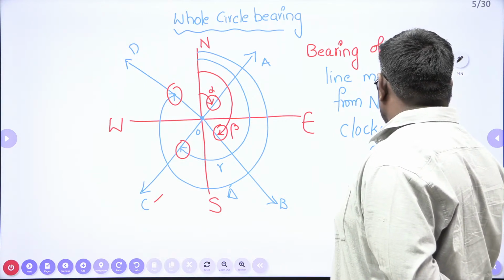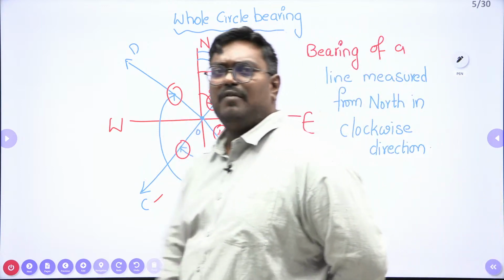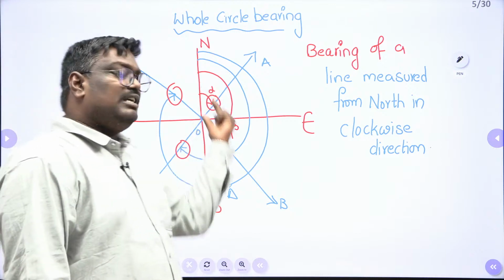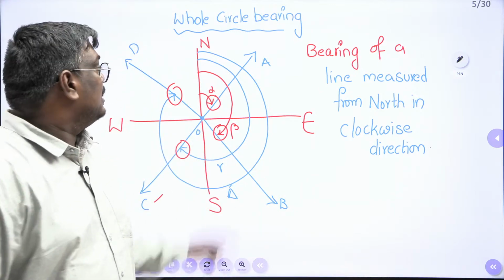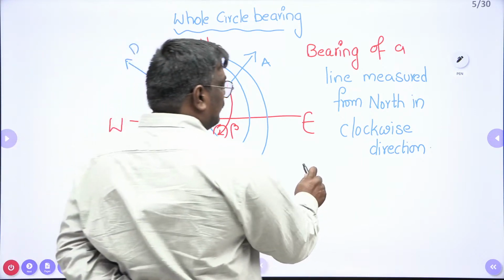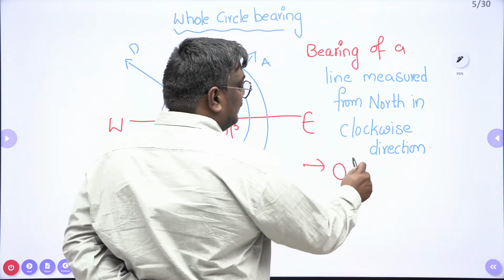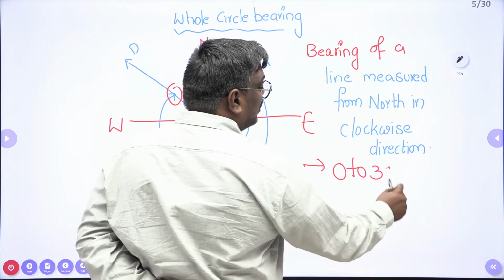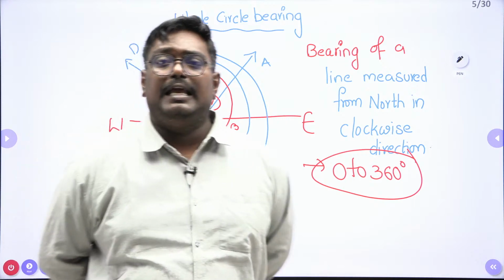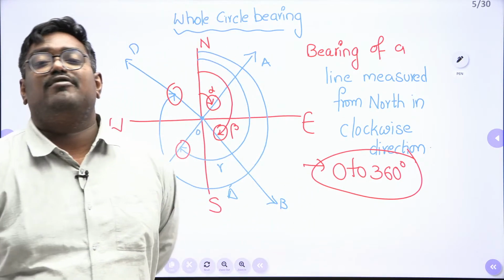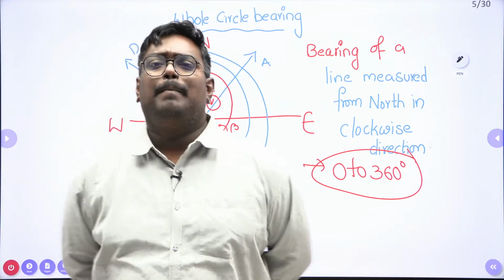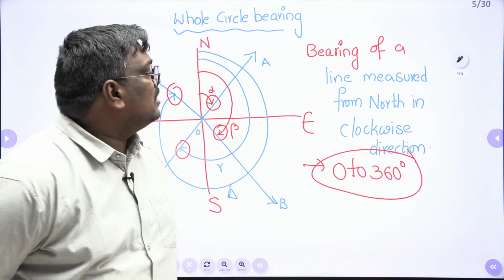Okay. Now here, what is the alpha value? Alpha varies from 0 to 90. Beta varies from 0 to 180. Gamma varies from 0 to 270. Delta varies from 0 to 360. So when you see the bearing of this line, the bearing in whole circle varies from 0 to 360 degrees. Sir, in whole circle bearing, there is no need of mentioning from north or south, because whole circle bearing itself indicates by default that angles are measured from north.